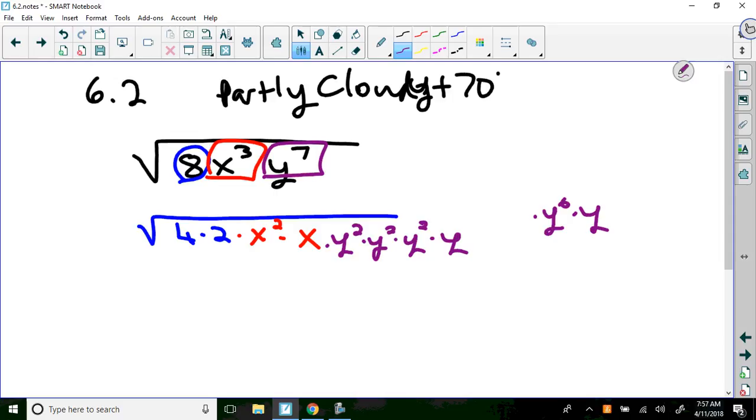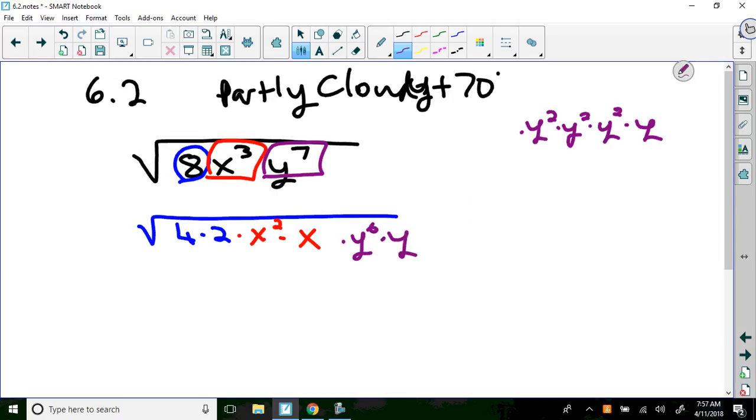Y to the 6 times y? Okay, all right. Cool beans. So just like we did before, we're going to look at this and say, well, the square root of 4 we know is what? 2. So a 2 goes outside and plays basketball. So that eliminates that 4 from this expression.